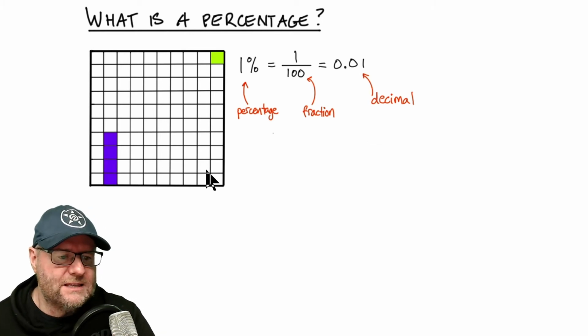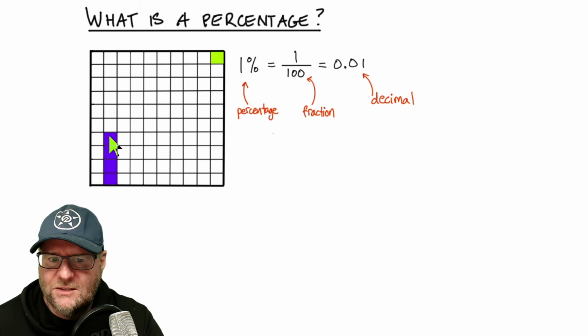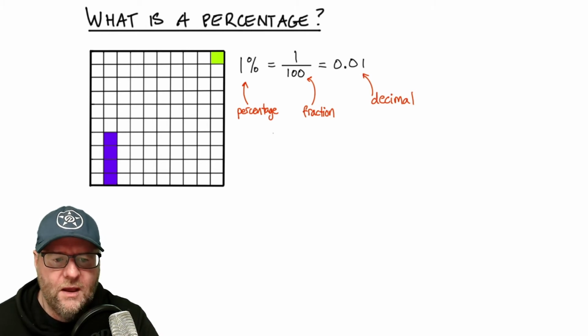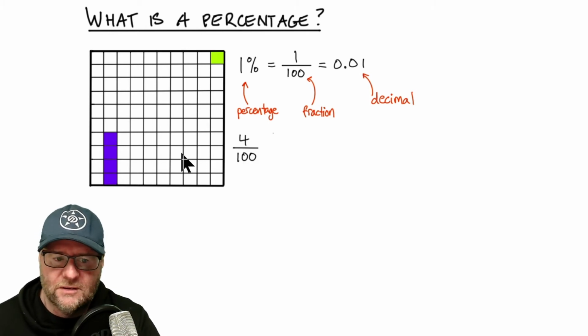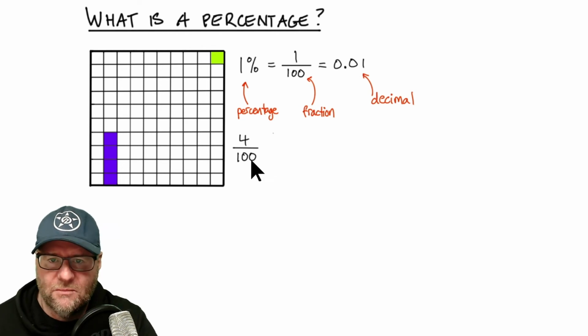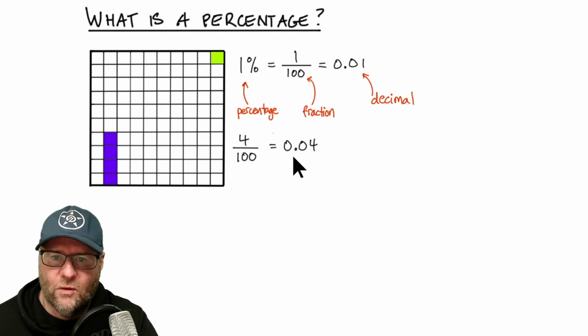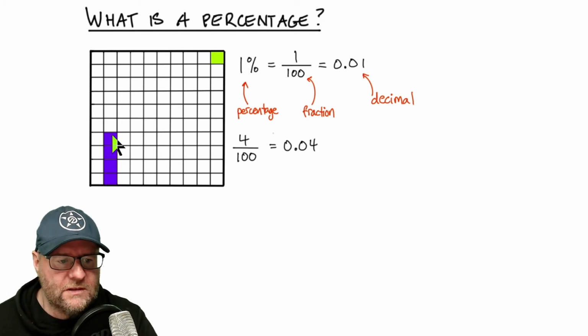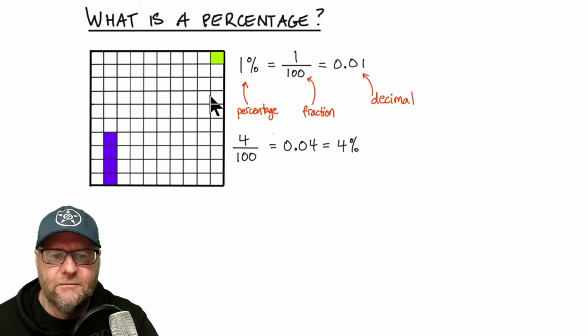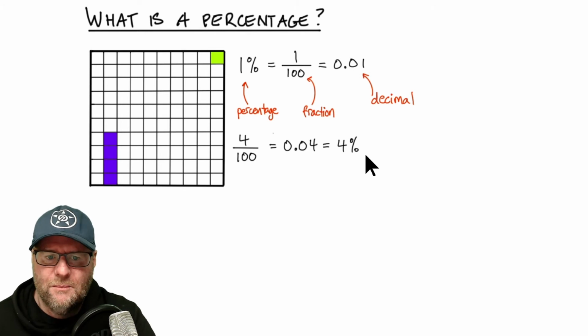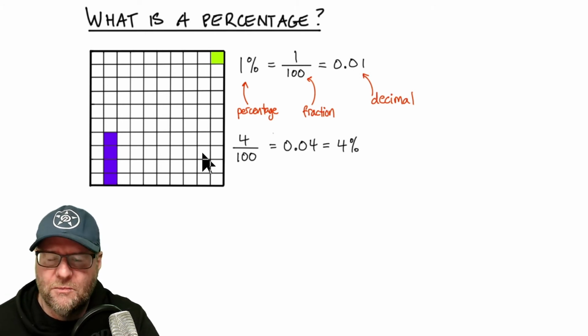What about in this case? I've colored in 4 boxes. Well, let's do the same thing. I've got 4 out of 100. 4 colored out of the 100 boxes. If I put that in my calculator, I get 0.04. Or we know that if it's 4 out of 100, I've got 4%, because there were 100 pieces to start with.